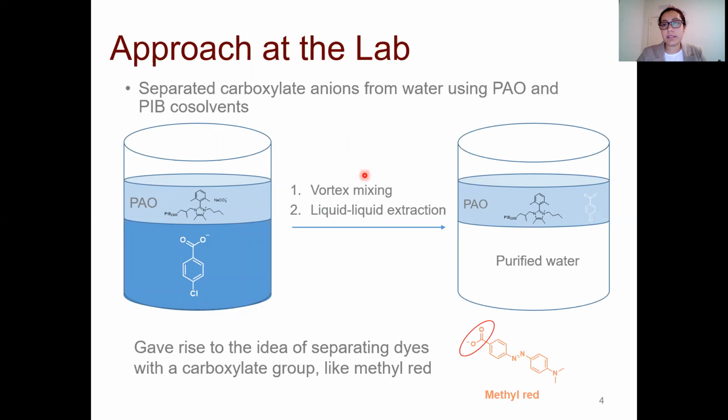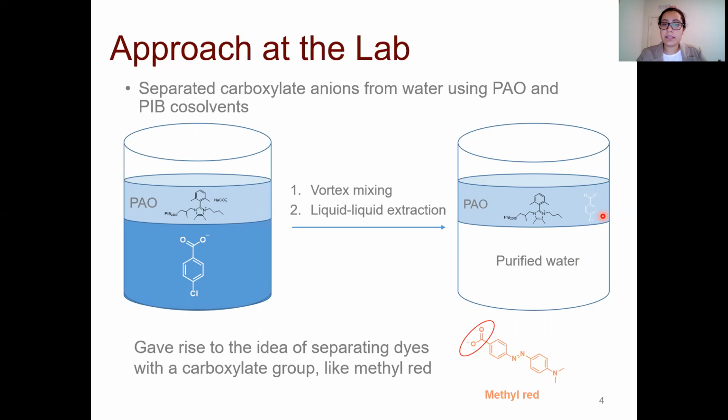The approach that we are taking at the lab to treat dye effluents started with an experiment we did in the past where we separated carboxylate anions from water using PAO and PIB co-solvents. So for example, we had in this container, on the bottom, water contaminated with a carboxylate anion, and on the top, we have PAO with PIB co-solvents. We mix it in the vortex and then perform a liquid extraction, and we end up with purified water on the bottom, and on the top we have PAO, PIB co-solvents, and the contaminant, the carboxylate anion.